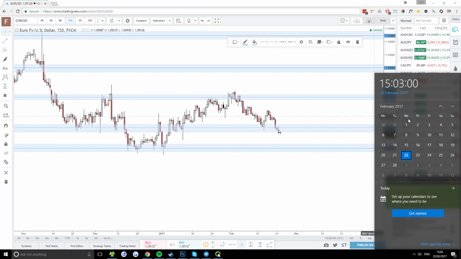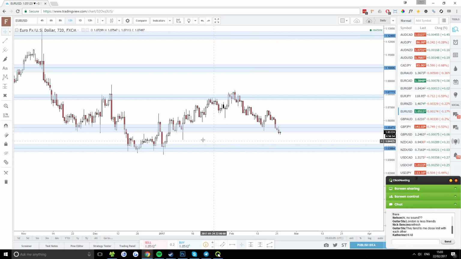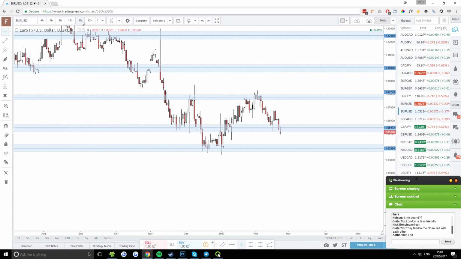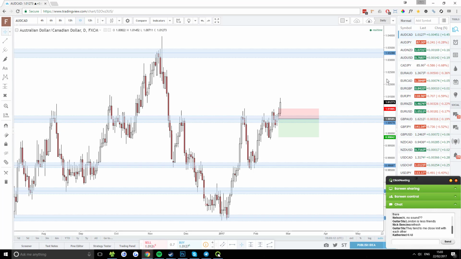Today is Wednesday, the 22nd of February 2017, and the time is 15:03 here in the UK. You're looking at a Euro USD 12-hour chart. Let's go up to the daily, and let's go up to AUDCAD. Let's start from the top of the list.